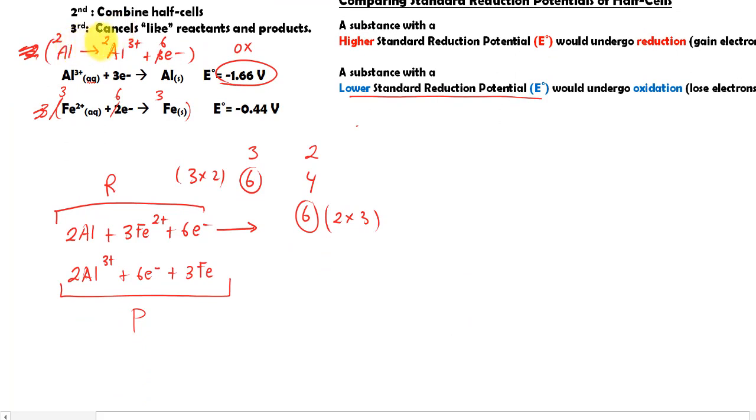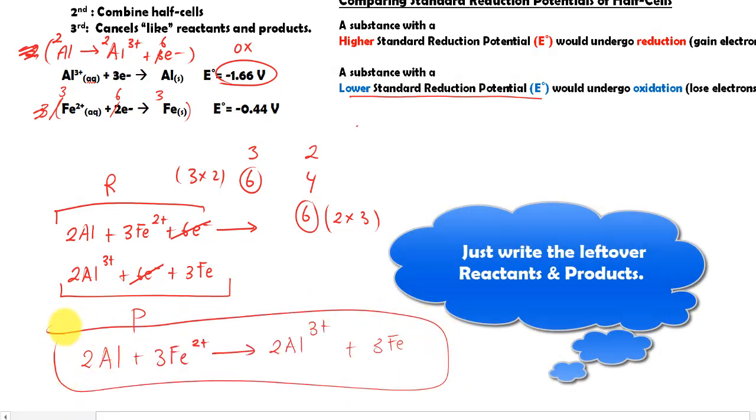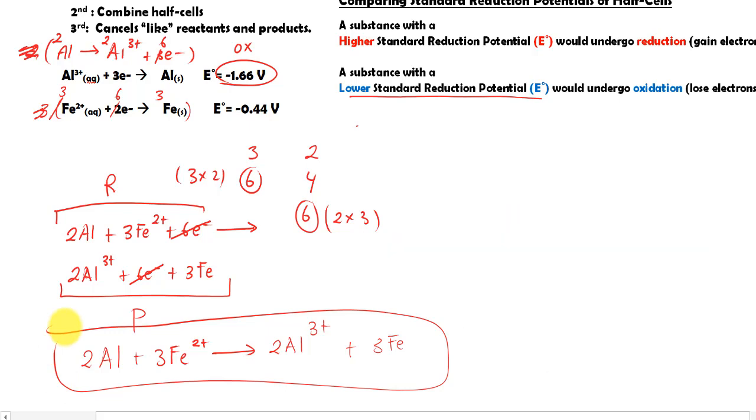Now, step 3 is to cancel like reactants and products. What does that mean? Notice how the reactants have 6 electrons that cancel out the 6 electrons in the products. After we cancel out the 6 electrons, we couldn't find anything in common. We have aluminum, but that is solid aluminum versus the ion. We have Fe2+, that's the ion, whereas this one is solid. So we just have our final reaction, and this is our balanced redox reaction, taking into account canceling the electrons together.